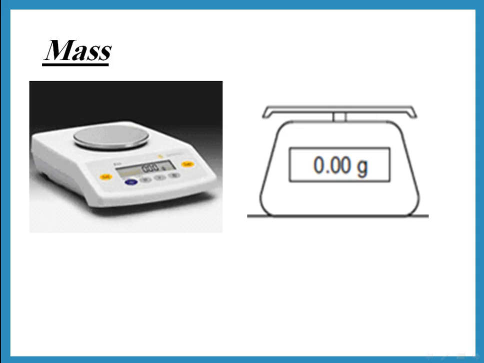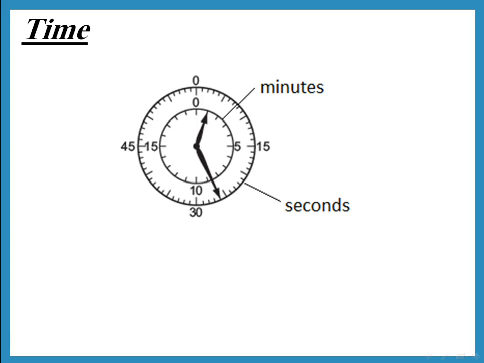Now, to measure mass, we use a balance, a digital balance or sensitive balance. And of course, the unit is in grams or in kilograms, depending on how heavy the object is. Time is measured using a stopwatch or a stop clock.